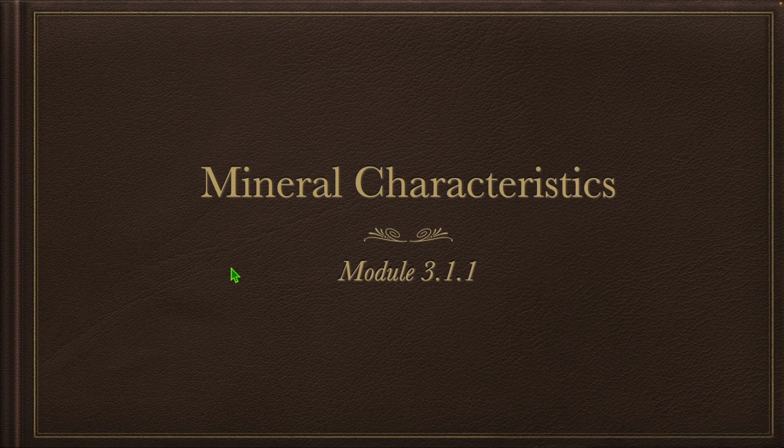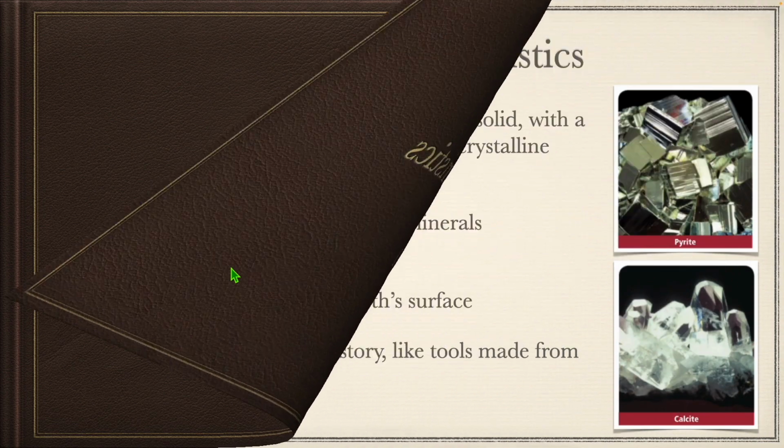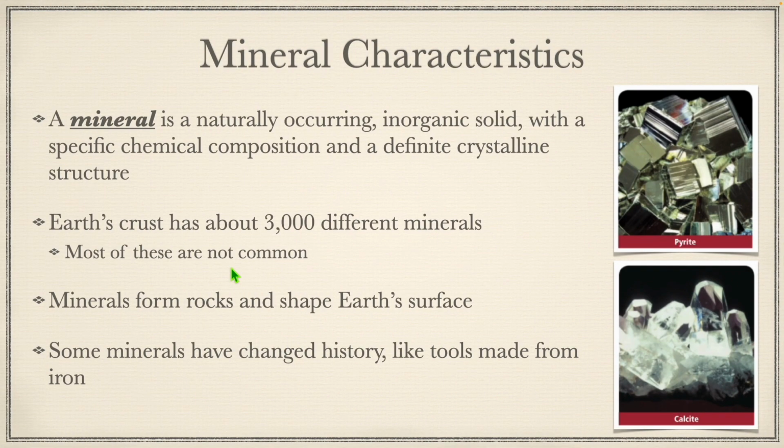Mineral characteristics. So a mineral is a naturally occurring inorganic solid with a specific chemical composition and a definite crystalline structure. And Earth's crust has about 3,000 different minerals. Now, most of these are not common. There's about 30 or so that are common, but we have about 3,000 different minerals that have been identified.